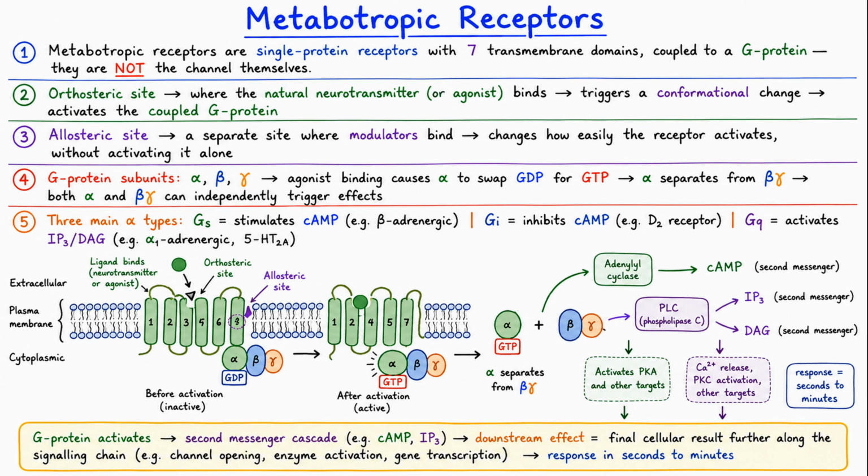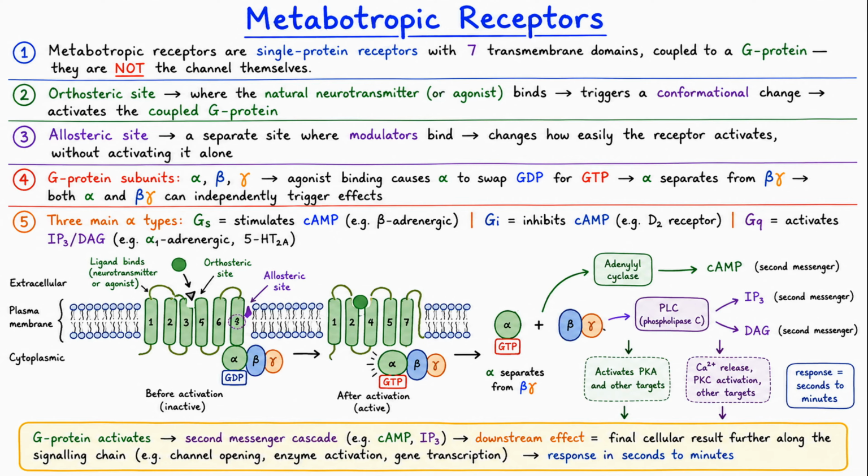Let's focus now and look at how a metabotropic receptor actually works, step by step. These receptors are a single protein that crosses the membrane 7 times, and on the inside they're coupled to a separate protein called a G protein. They are not the channel themselves. There's an orthosteric site, where the natural neurotransmitter or a true agonist binds.